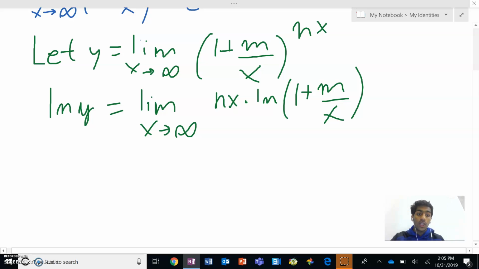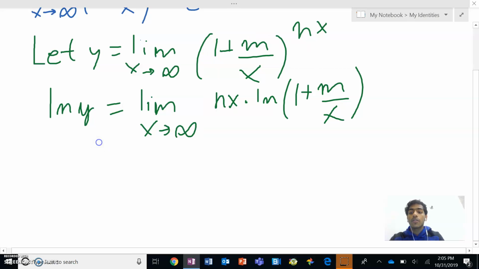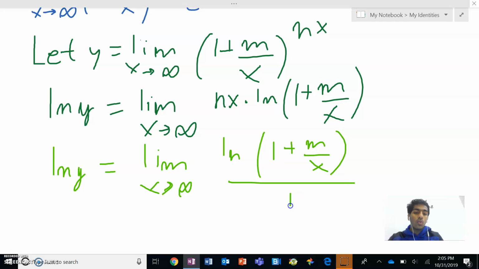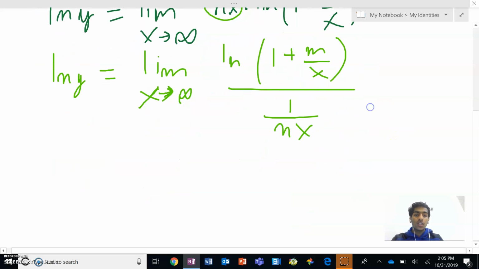To further evaluate the limit, I will need to go ahead and change it into an indeterminate form. Let's grab a different color. So the natural log of y equals the limit as x approaches infinity of the natural log of (1 + m/x) divided by 1 over nx. Anyways, in the previous step, if it wasn't clear already, I am going to use the L'Hopital rule, and the exponent nx just becomes a multiple after the natural log, because that is the natural log rule of multiplication.